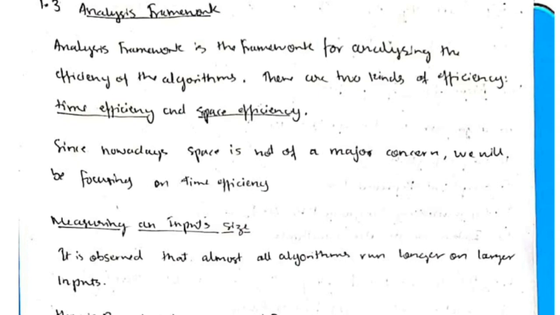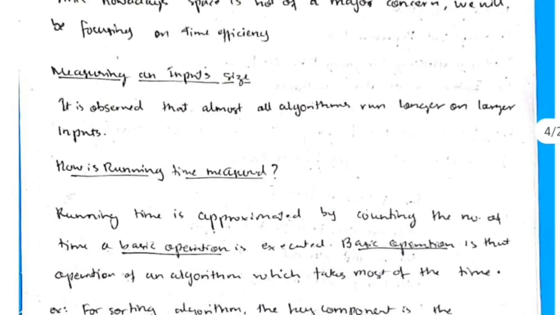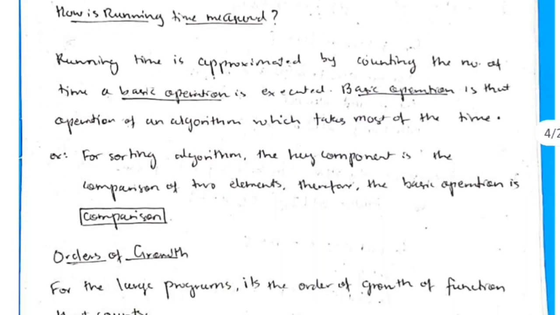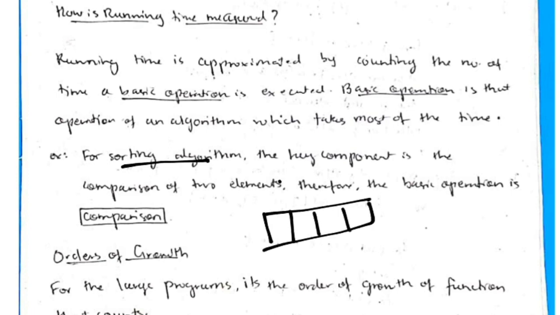In time efficiency, the main thing which matters is input size. If the input size is larger, most algorithms will run for a longer time. So how is the running time actually measured? We can't measure the running time exactly, so we go for an approximation method. For example, in a sorting algorithm, we traverse the array and compare each element with the previous element to see if it's smaller or not. So the main thing is comparison. We'll count how many times the comparison is called by the program, meaning how many comparisons are being made.